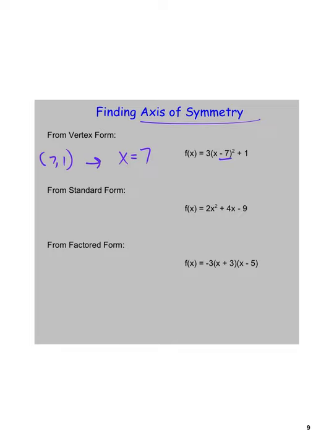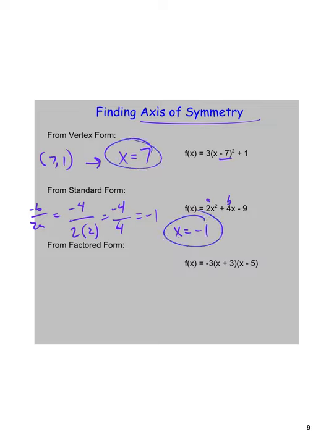For the standard form, it's that negative b over 2a again. So for negative b over 2a here, that would be a negative 4, since this is b, over 2 times 2, since that's a, and that would be negative 4 over 4, or negative 1. Again, we could use that to find the y value of the vertex, but to find the axis of symmetry, that just means our axis of symmetry is x equals negative 1, since it's just the x value of our vertex.